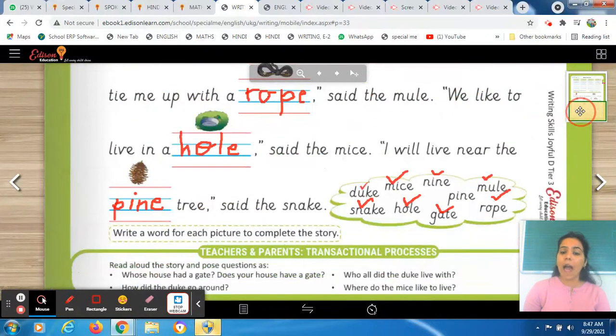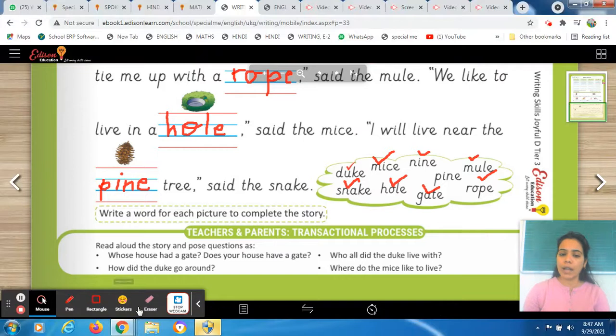So you all have to be ready for the question answer session. Does your house have a gate? So this is the question for you. क्या आपके घर पर गेट है? So you will say your answer in yes or no. If you have a gate, you will say yes, our house has a gate. If no, you will say no, right?